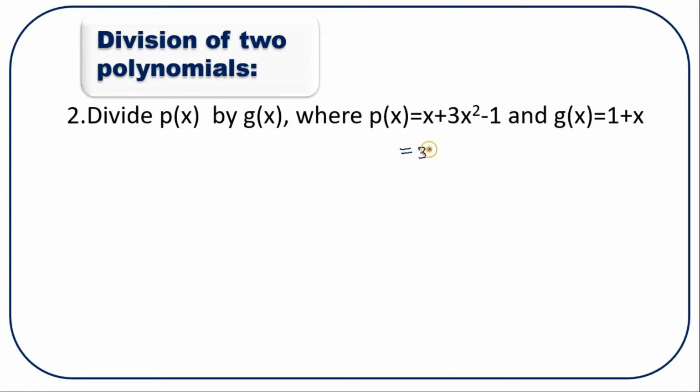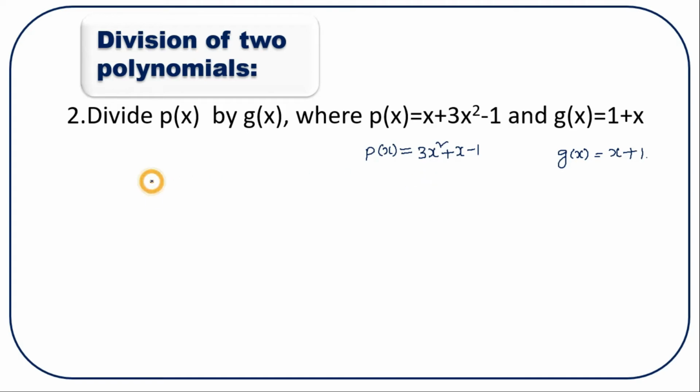So, highest degree term to lowest degree term. Here the highest degree term is x square, 3x square plus x minus 1. And in this polynomial, the highest degree term is x, x plus 1. Now we got both the polynomials in standard form. Now in the same way as we did previously, polynomial by a monomial, we have to divide these two polynomials.